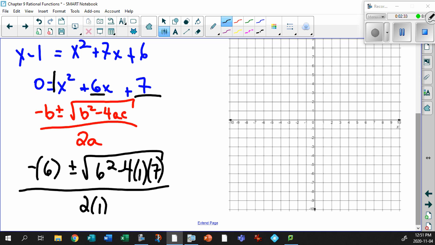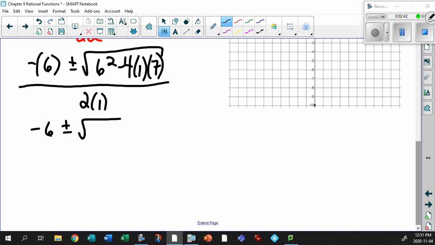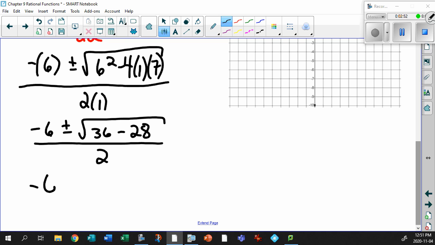Now, we're going to clean this up as much as we can right away, and I'm going to show you some stuff which is really neat. This works out to be, of course, minus 6 plus or minus the square root of, there's 36 here, you're going to subtract 28. This is all going to be over 2. Simplifying it some more, okay? Minus 6 plus or minus the square root of 36 minus 28. That works out to actually being the square root of 8, over 2.